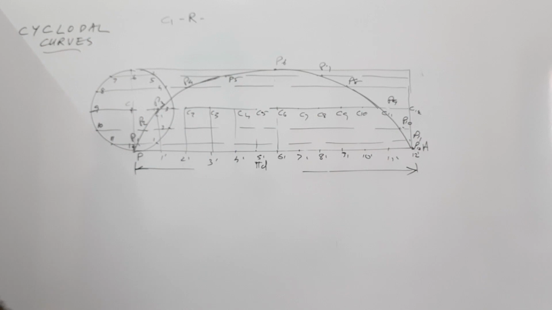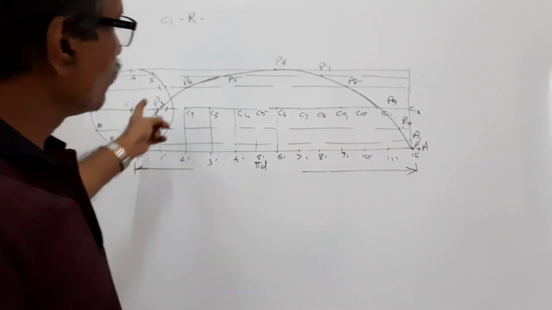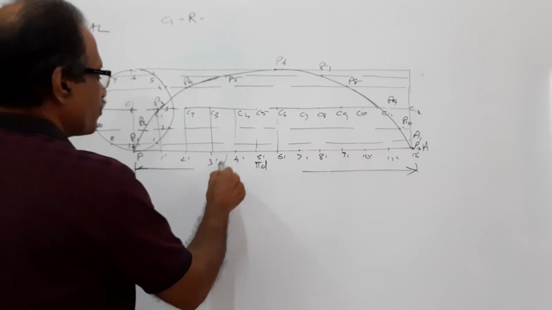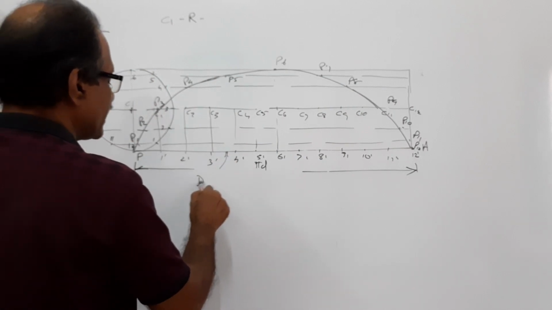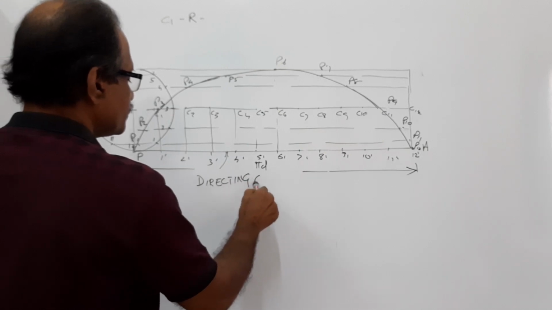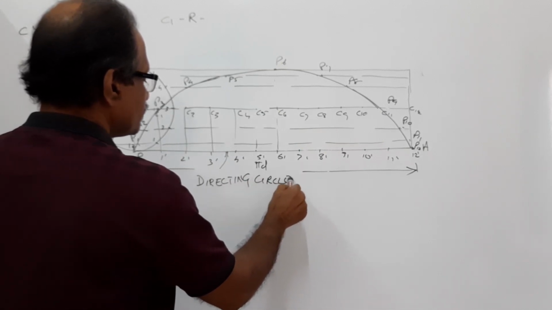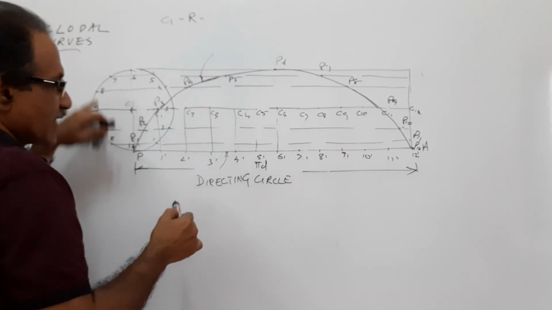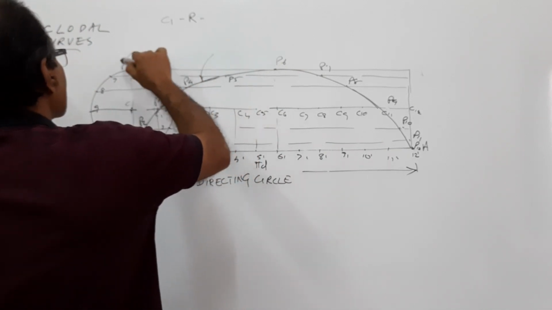What you get is called a cycloid. P moves like this and comes back. This line over which the circle rolls is called the directing circle. And this circle which rolls is called the rolling circle.